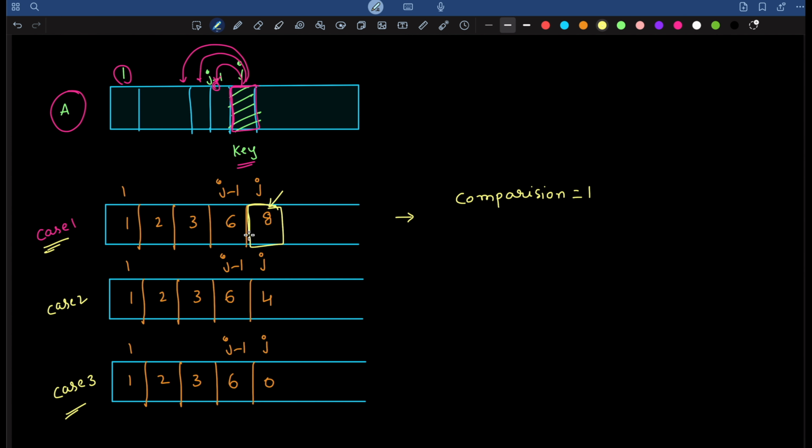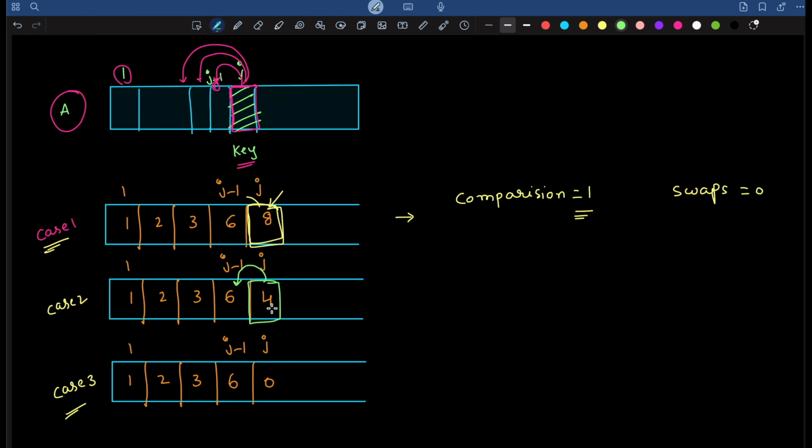I just checked whether this element is less than or equal to this number or not. So how many comparisons did I make? I made one comparison, right? So did I move any element to the right? No. The number of swaps is equal to 0 here. So that is case 1. Now let's go to case 2. In case 2, I have the element 4, so my A of j is equal to 4. Now I'm going to compare 4 with the element 6.